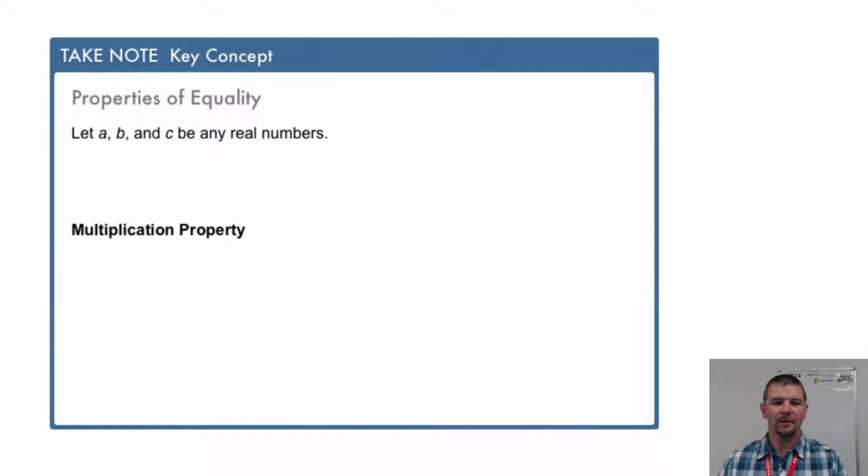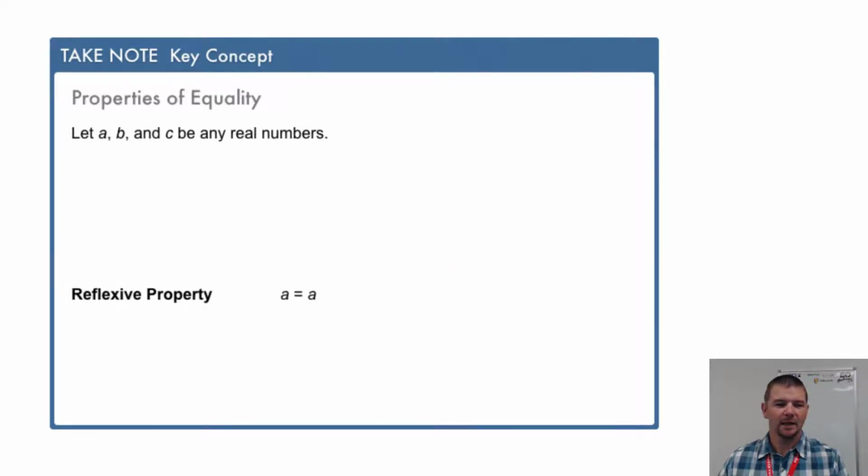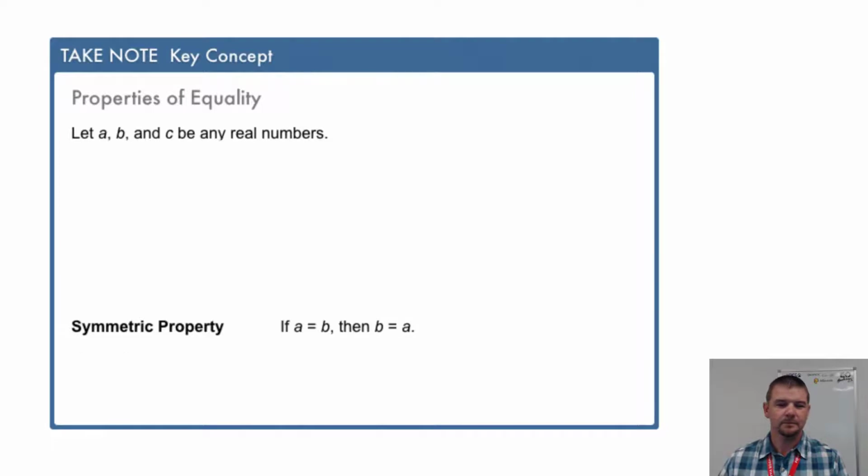The multiplication property of equality: if A equals B, then A times C equals B times C. The division property of equality: if A equals B and C does not equal 0, then A divided by C equals B divided by C. The reflexive property of equality: A equals A. The symmetric property of equality: if A equals B, then B equals A.